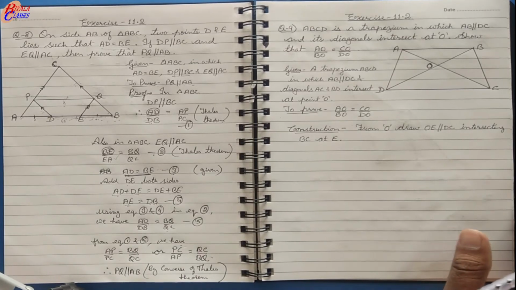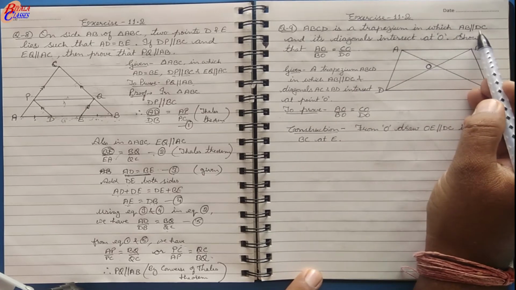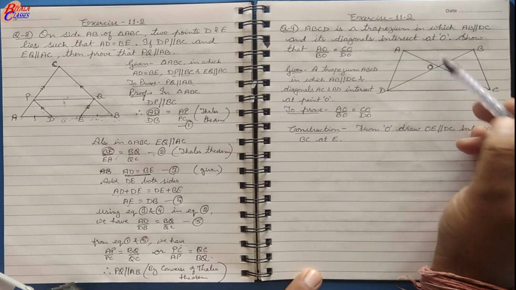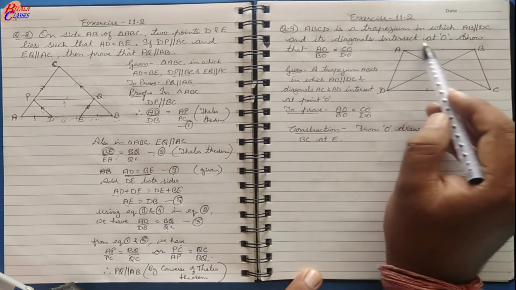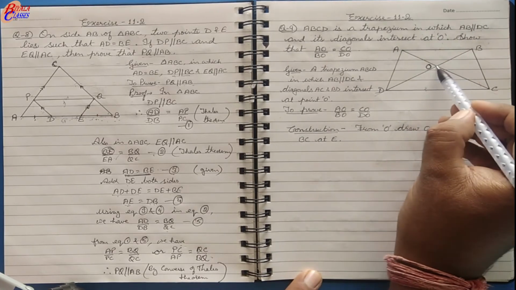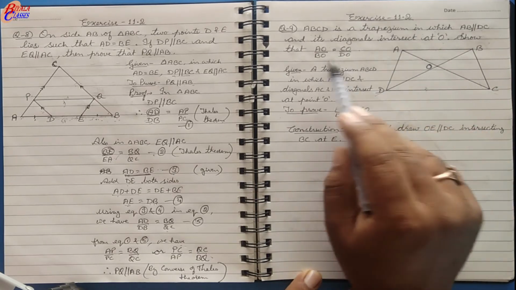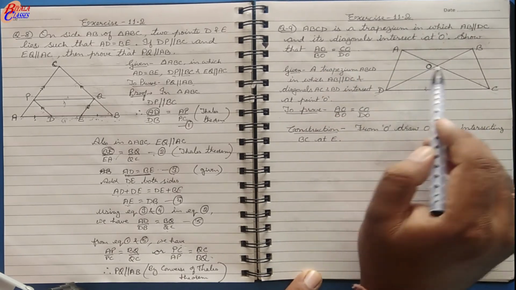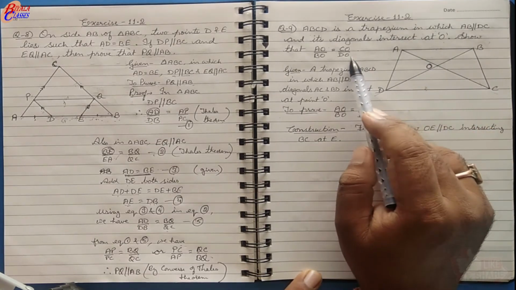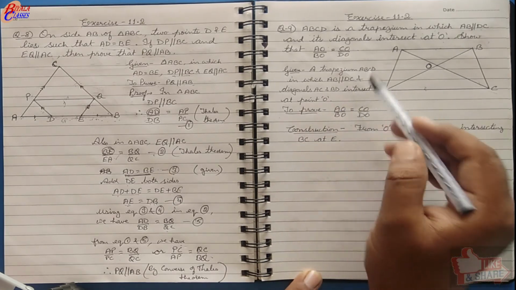If you check this question number 9, it says ABCD is a trapezium in which AB is parallel to DC. So you have the trapezium ABCD where AB and DC are parallel to each other, and its diagonals intersect at point O. The diagonals AC and BD are intersecting at point O. Now you have to show here that AO upon BO is equal to CO upon DO. That is, the ratio of the corresponding parts of the diagonals is equal. So given is written here, and to prove I have already written.